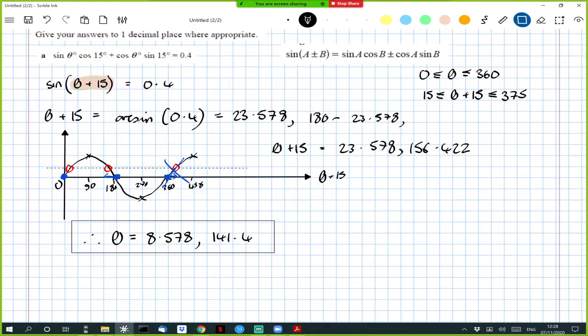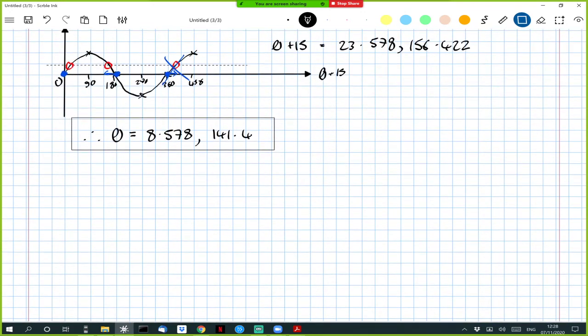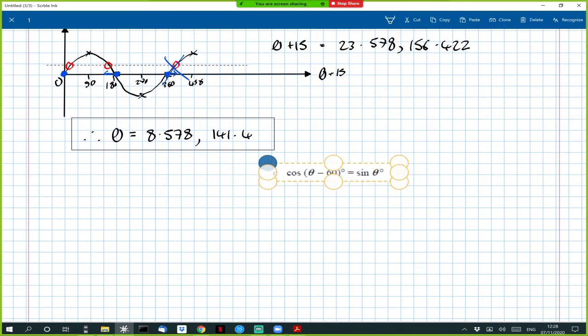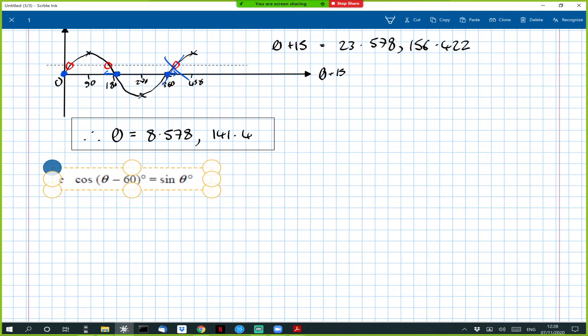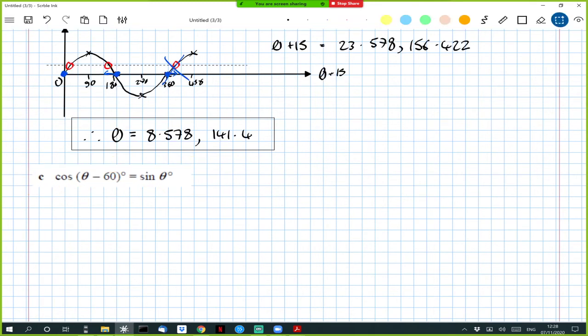So I missed a question out. I'll go to part C on this worksheet now. Remember, the limits are still 0 to 360 from the original question. So I'll just remind us of that: 0 ≤ θ ≤ 360 degrees.